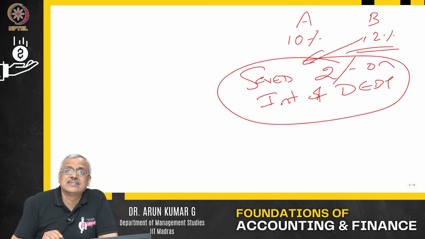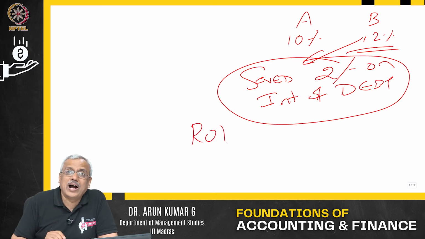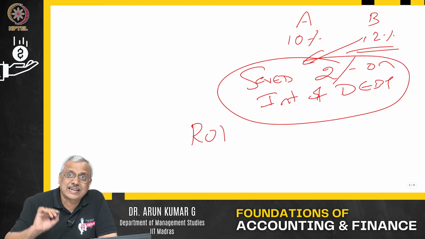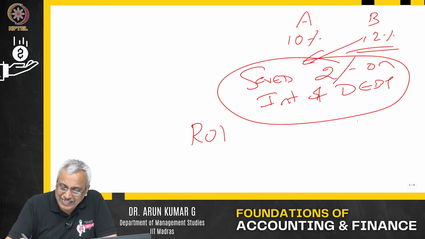But in effect, what is the ROI for both? Return on investment. I am looking at operations. I don't want to take the capital structure into consideration. So, what do I do? I knock off the effect of capital structure. That is what happens in this particular case.